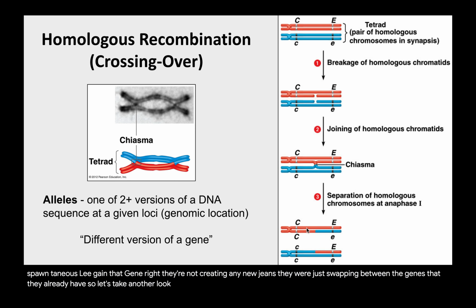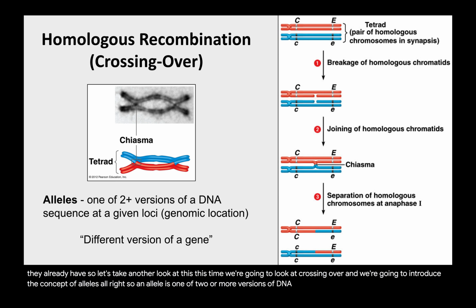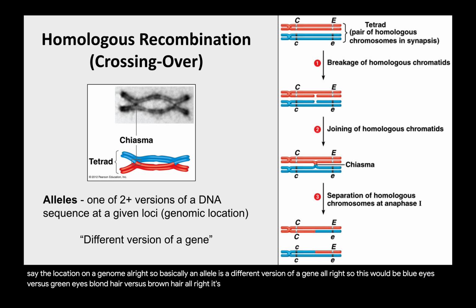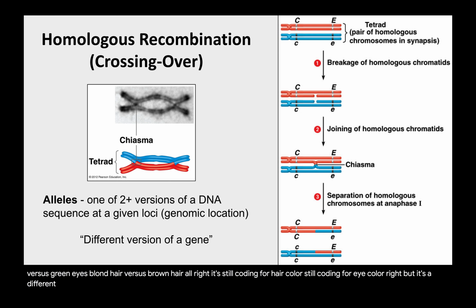So let's take another look at this. This time we're going to look at crossing over, and we're going to introduce the concept of alleles. An allele is one of 2 or more versions of DNA sequence at a given loci. Loci is how we say the location on a genome. So basically an allele is a different version of a gene. So this would be blue eyes versus green eyes, blonde hair versus brown hair. It's still coding for hair color, still coding for eye color, but it's a different variation.